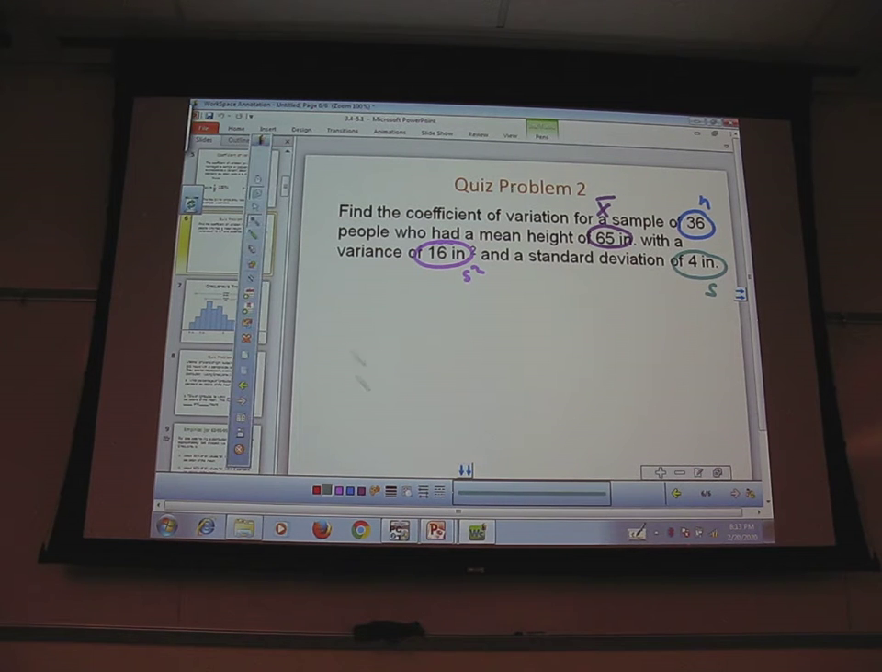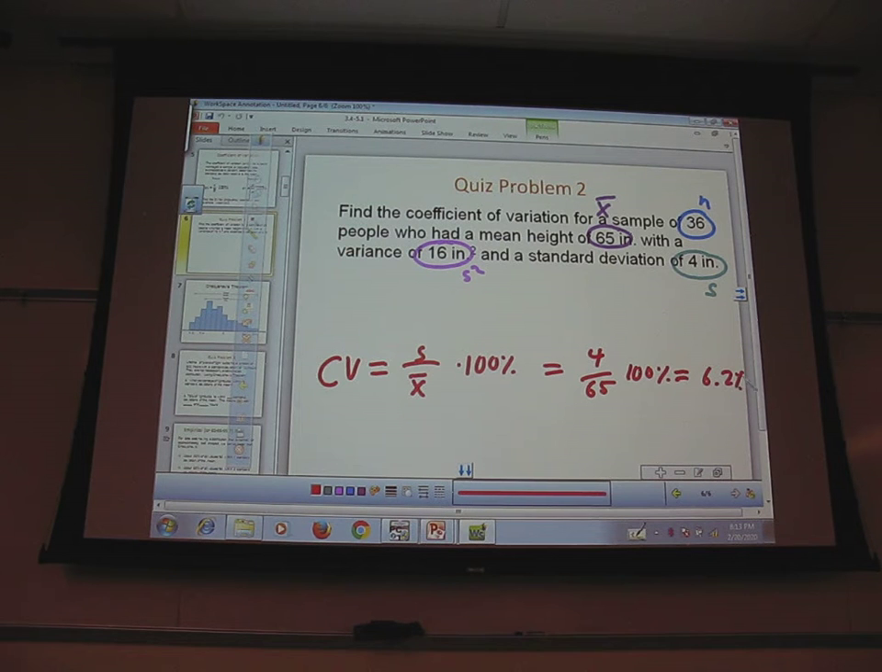Our coefficient of variation is s over x bar times 100%. So it's going to be 4 over 65 times 100%. And you guys ended up with 6.2%. Good? Reasonable? Okay.